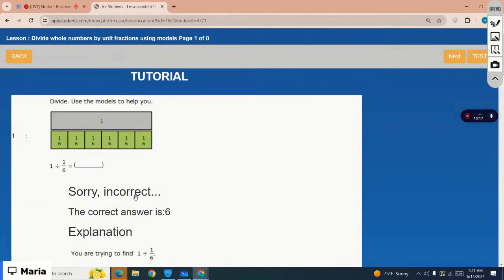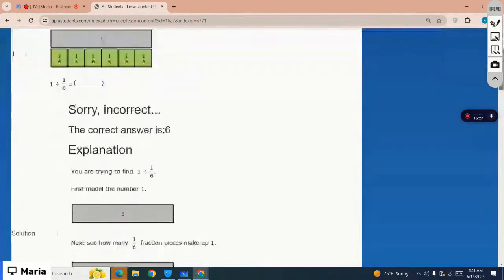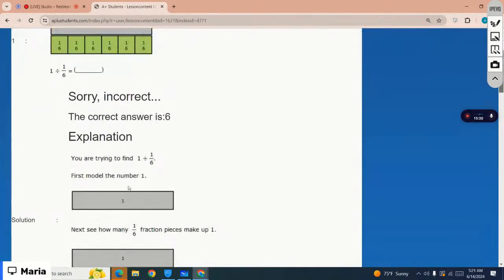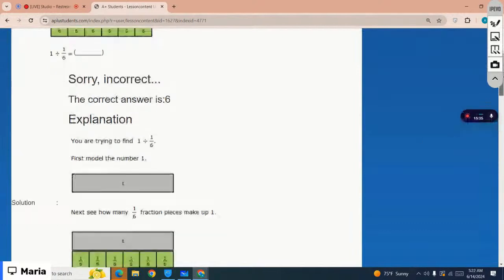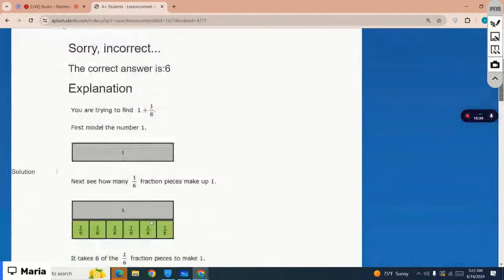Use the model to help you when 1 divided by 1 over 6. So let's see how we divide when we are given the model. The first model represents the number 1. The next one is divided into 6 parts. 1 by 6 means 1 is divided into 6 parts, so each part is equal to 1 over 6.